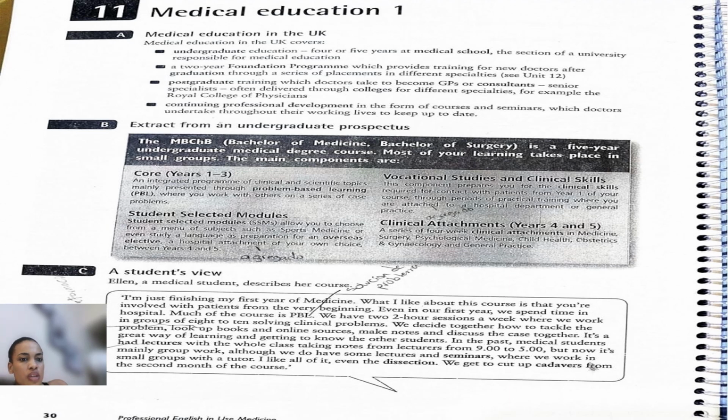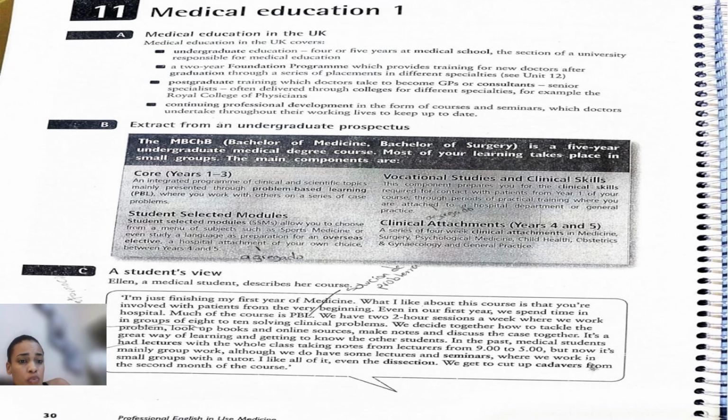Medical education in the UK covers: 1. Undergraduate education, 4 to 5 years at medical school, the section of the university responsible for medical education. 2. A 2-year foundation program which provides training for new doctors after graduation through a series of placements in different specialties.